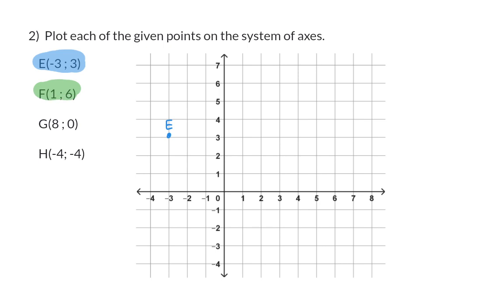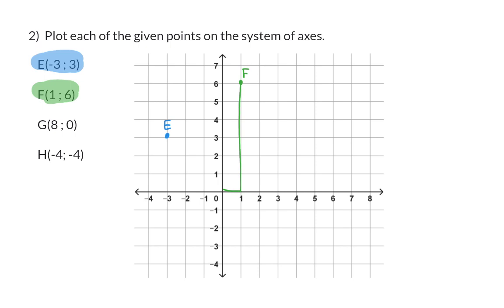For point F, we're firstly going to move 1 unit to the right and then up to 6 on the vertical axis, so point F lies in the first quadrant. For point G, we're firstly going to move 8 units to the right on the horizontal x-axis and then no units up or down, so point G lies on the x-axis.